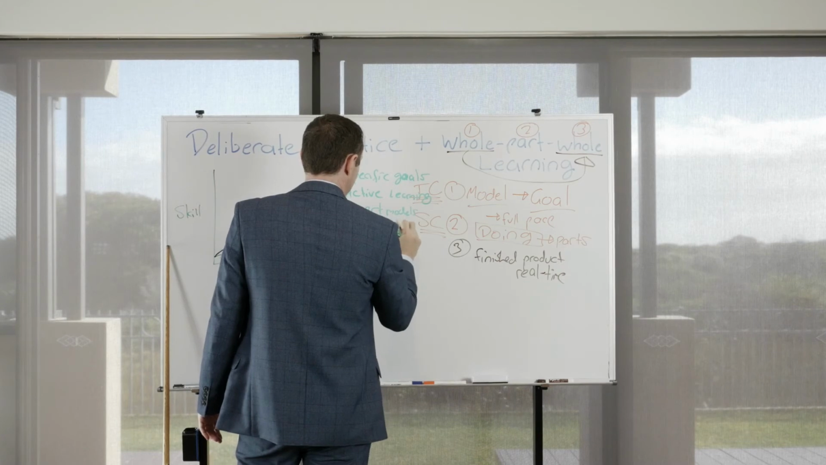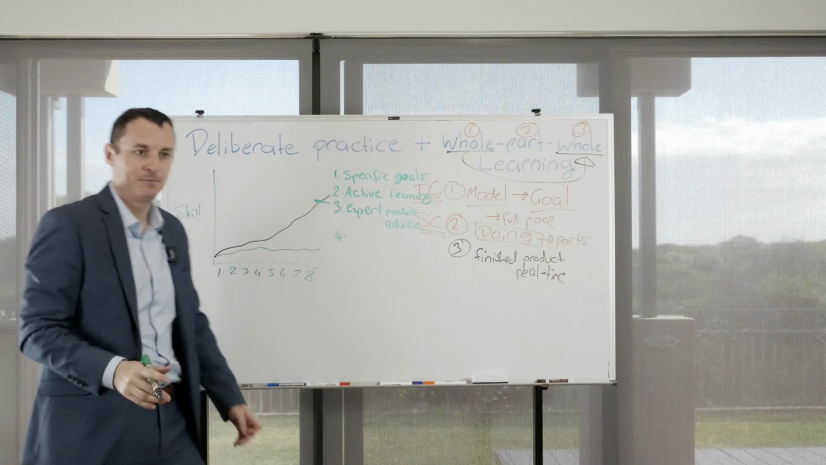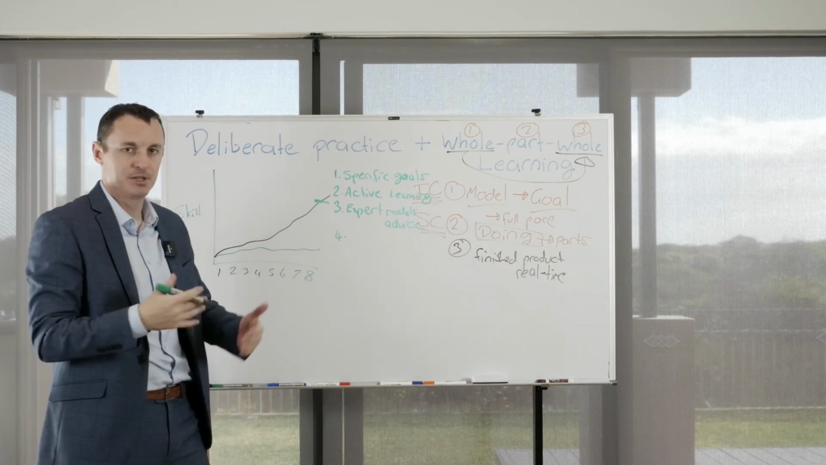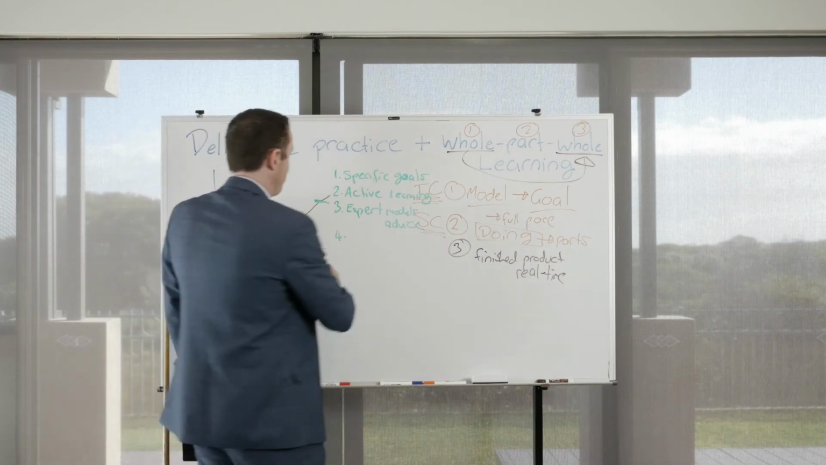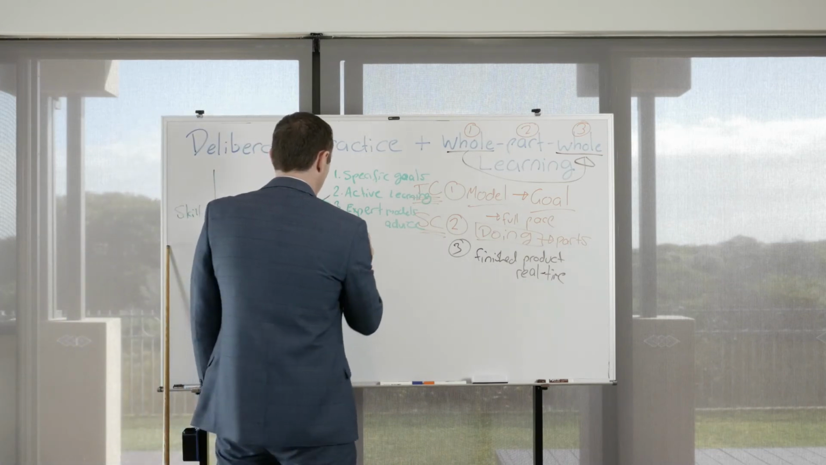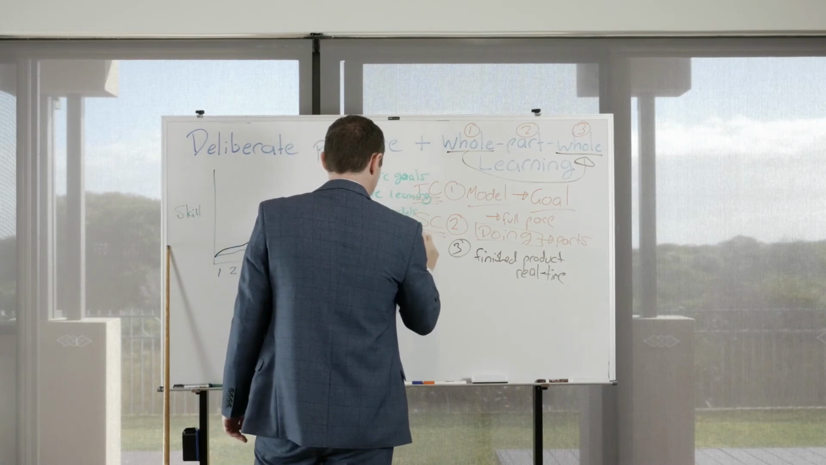Expert models and advice. So you're taking advice from a range of different people and continually trying to improve in various different ways, such as by getting feedback. And number 4 is massed practice.